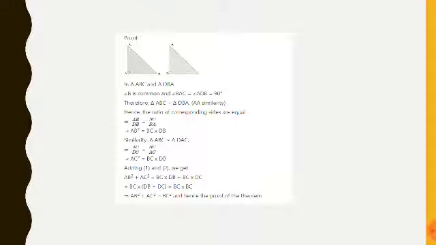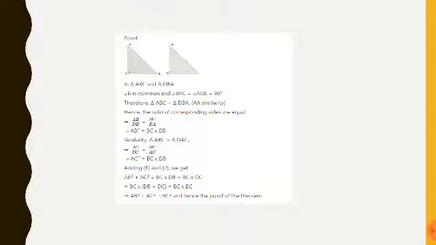Adding the first and second equation. The first equation is AB square equal to BC into DB. The second equation is AC square equal to BC into DC. Adding 1 and 2, AB square plus AC square is equal to BC into DB plus BC into DC. Next one, take common BC outside, BC into DB plus DC equal to BC into BC. Next one, AB square plus AC square equal to BC square, and hence proved the theorem.